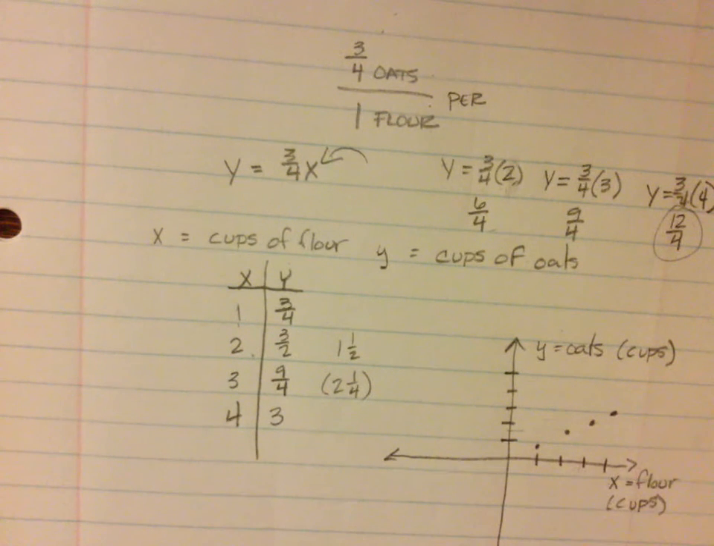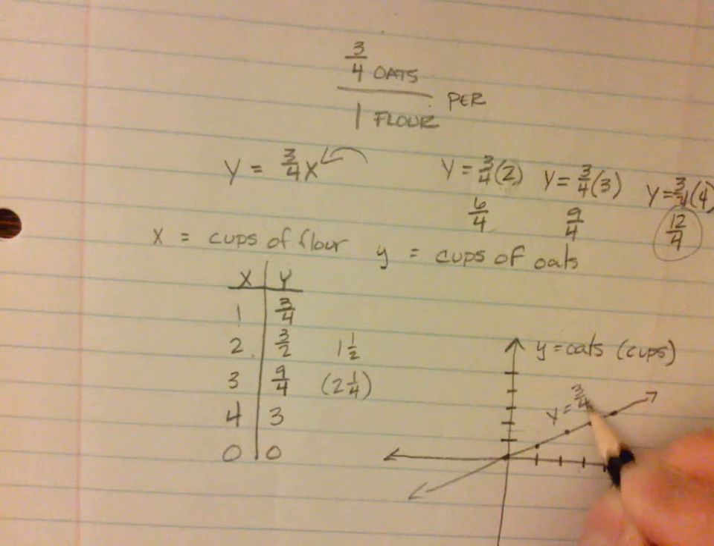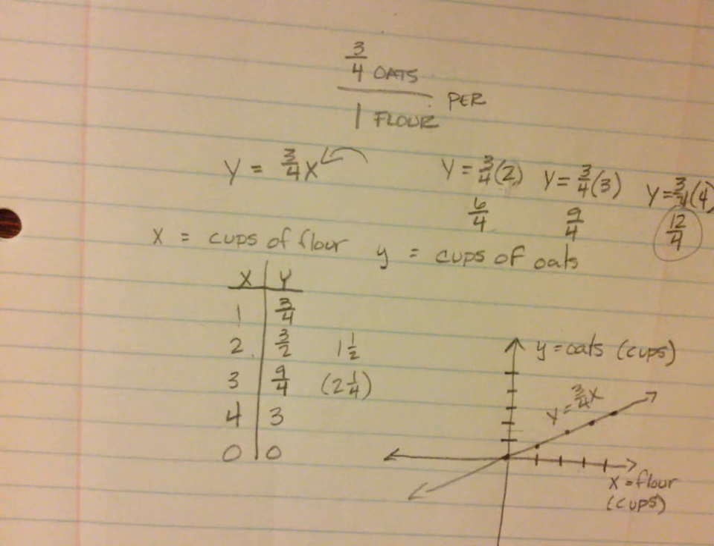Oh, and you know what we forgot to do is we forgot to talk about how many cups of oats I would need if I had 0 cups of flour. And of course that's 0, 0. And so if I connect my dots, what I notice is I have, again, a linear equation. Y equals 3/4 x is my equation.